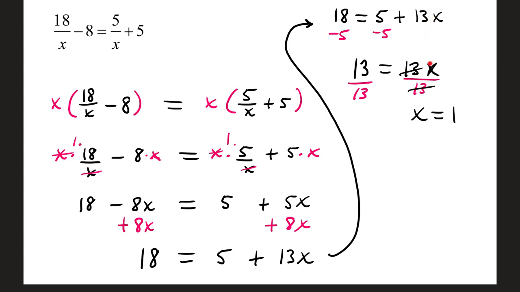13x. Divide by the number attached to your variable. 13 divided by 13 is 1. These 13s cancel, makes a 1x.